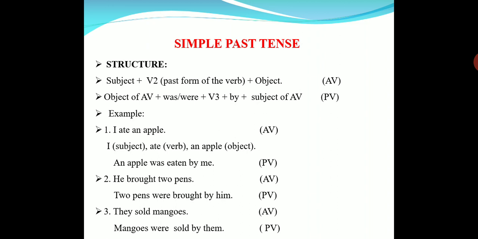The only difference between simple present and simple past is there we use be form as am, is, are. Here we use was or were. That much. The entire sentence is same.